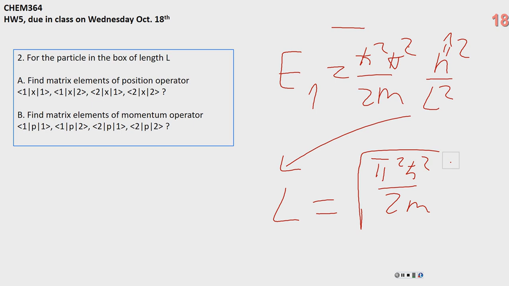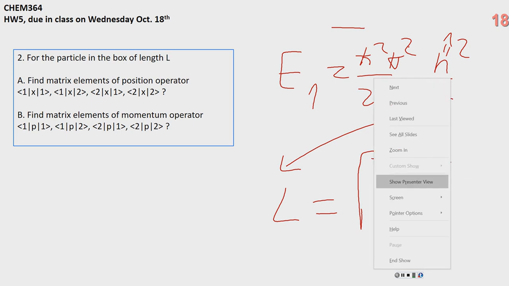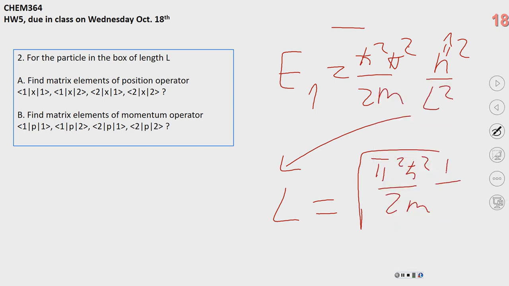Telling that L is the square root of all this over E1. And then you plug in E1 and get the size. Right?